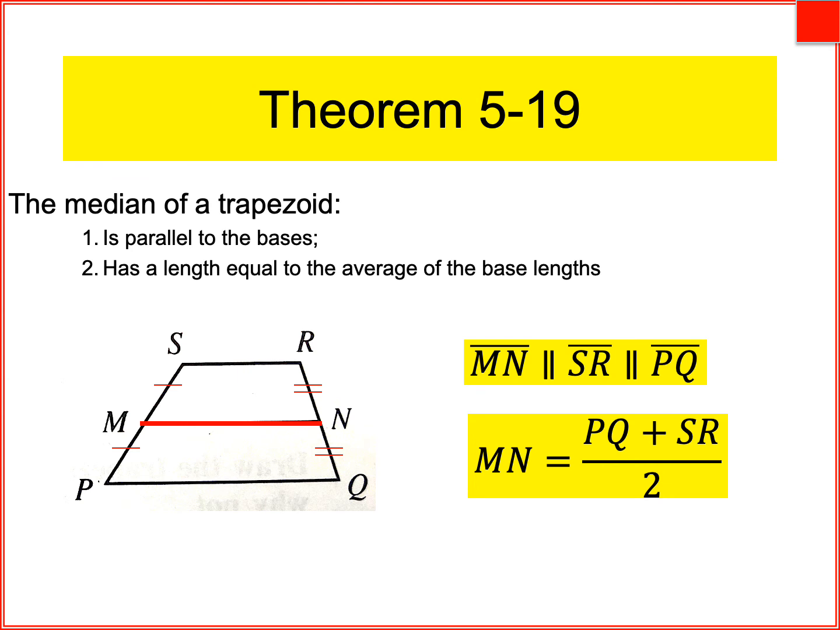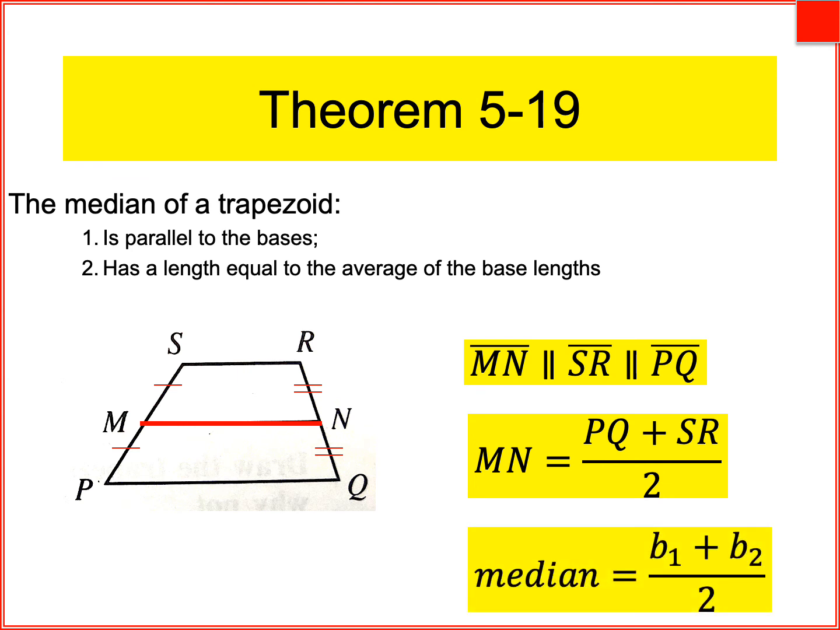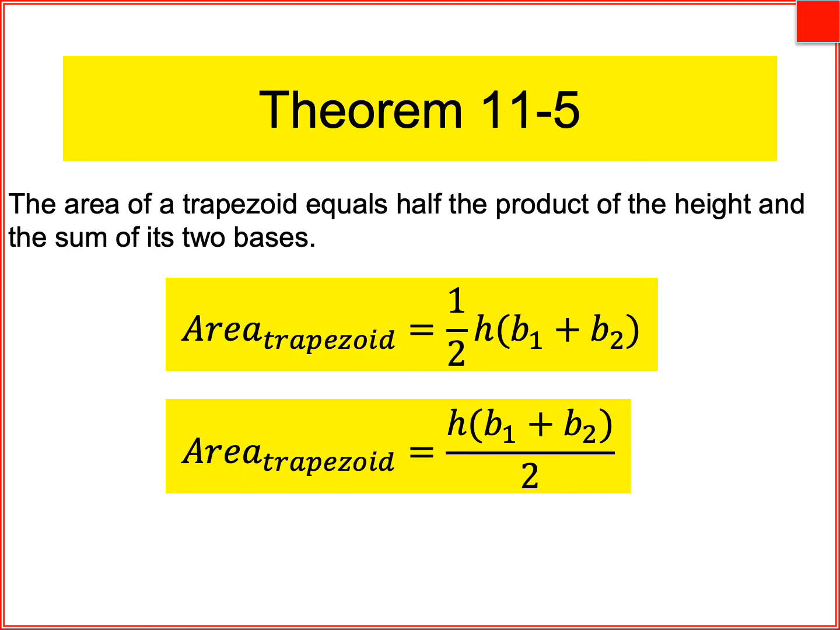Okay, so instead of saying MN, I'm going to use the word median, right? So median is equal to base 1 plus base 2 divided by 2, and that kind of looks familiar. We didn't talk about this in chapter 5, but now we will. So the median of any trapezoid is equal to the sum of the two bases divided by 2. Okay? So if we go back to the formula that we were just given, look at the second formula there in yellow. It says base 1 plus base 2 divided by 2. And we just said that that is the median. Therefore, we get a third formula.